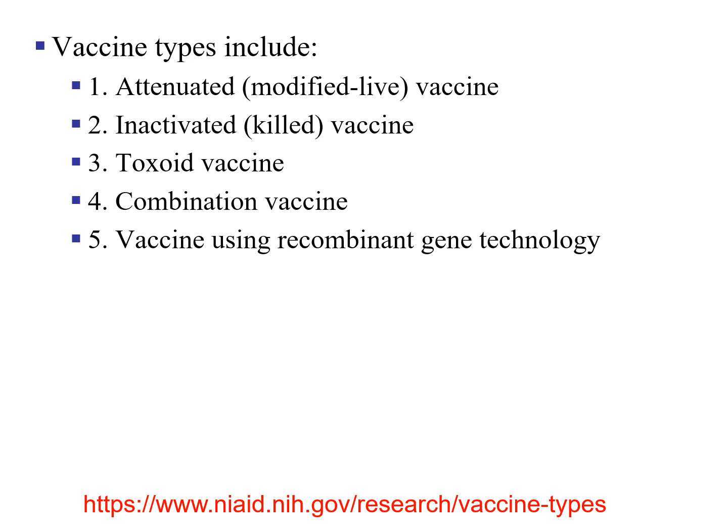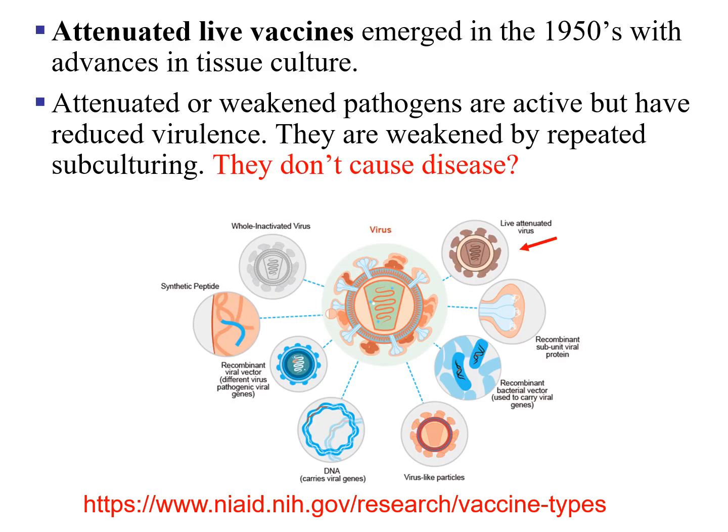Now we will look at the different types of vaccines to give us active immunity. We have attenuated vaccines, we have inactivated vaccines, toxoid vaccines, combination vaccines, and vaccines using recombinant gene technology. We will first talk about attenuated.